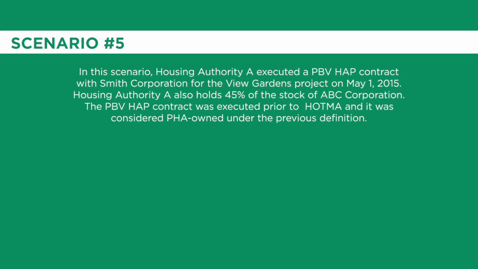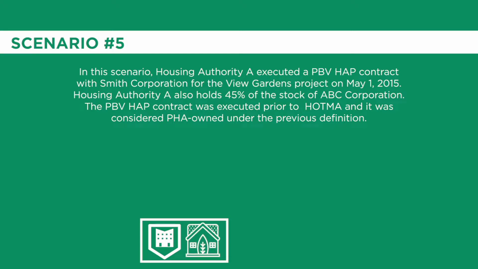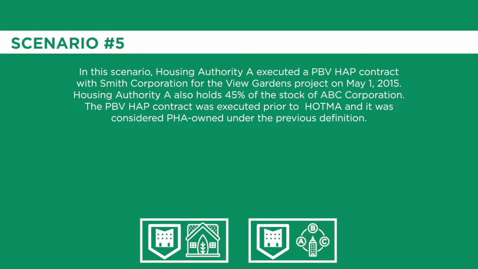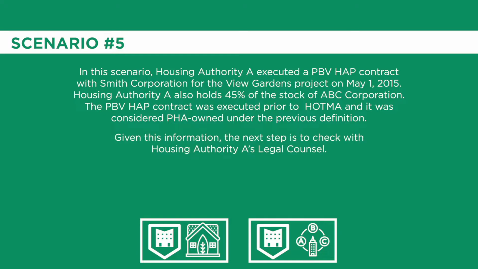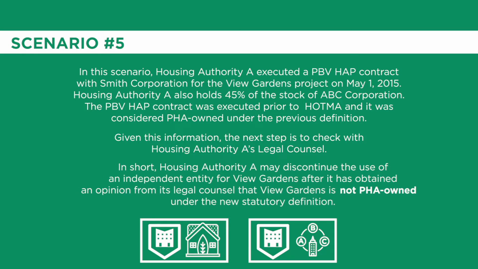In this scenario, Housing Authority A executed a PBV-HAP contract with Smith Corporation for the View Gardens project on May 1, 2015. Housing Authority A also holds 45% of the stock of ABC Corporation. The PBV-HAP contract was executed prior to HOTMA, and it was considered PHA-owned under the previous definition. Given this information, the next step is to check with Housing Authority A's legal counsel. In short, Housing Authority A may discontinue the use of an independent entity for View Gardens after it has obtained an opinion from its legal counsel that View Gardens is not PHA-owned under the new statutory definition.